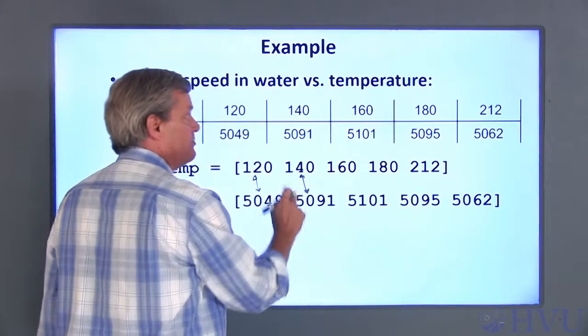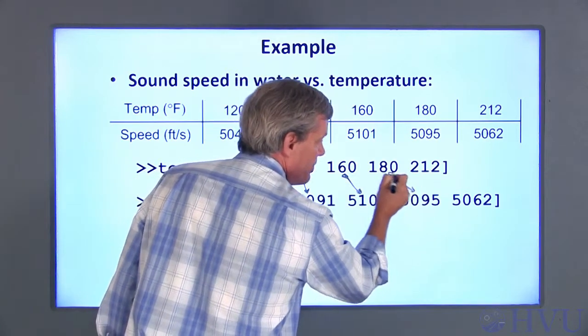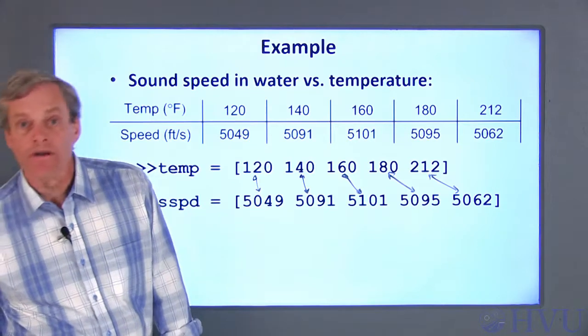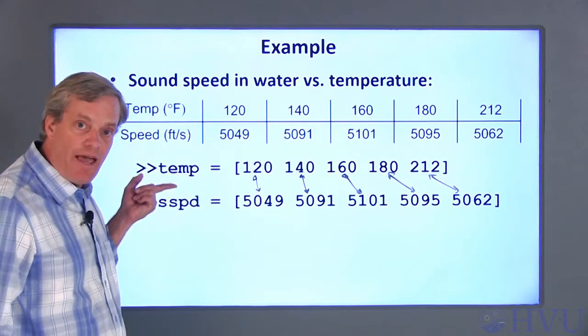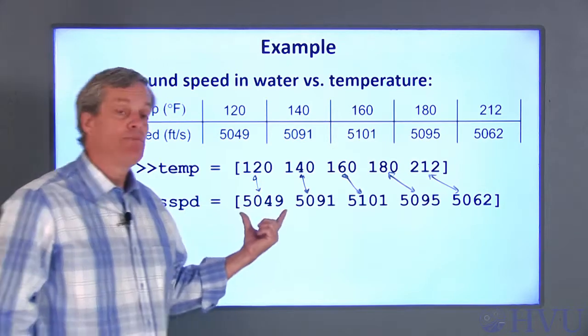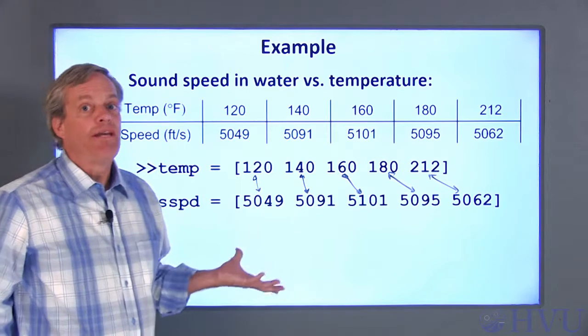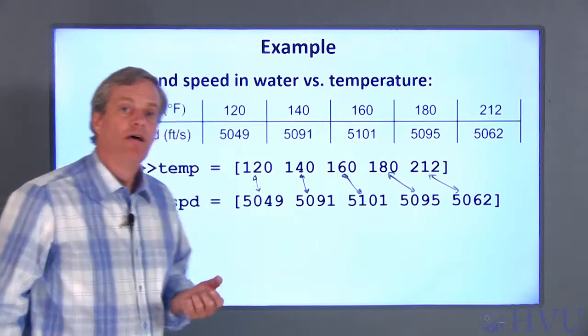The second elements correspond to a pair of data, likewise with the third, the fourth, and the fifth elements. This is important because if I want to relate the numbers in these two arrays, I have to do that by their positions in the arrays. These two arrays really don't know anything about each other. I have to keep track of what corresponds to what.